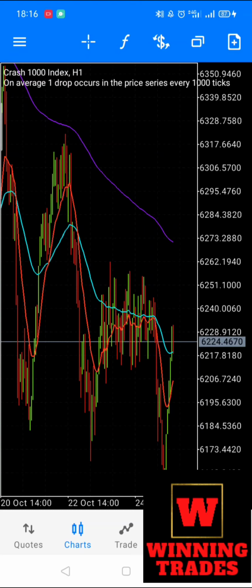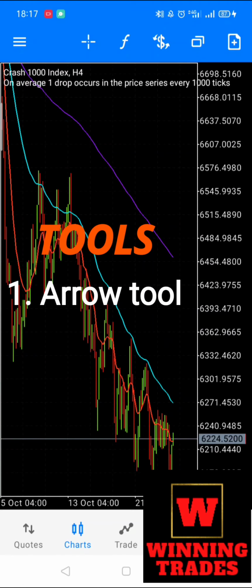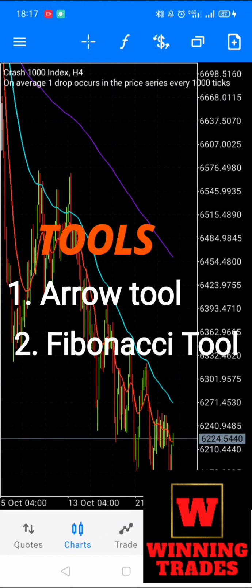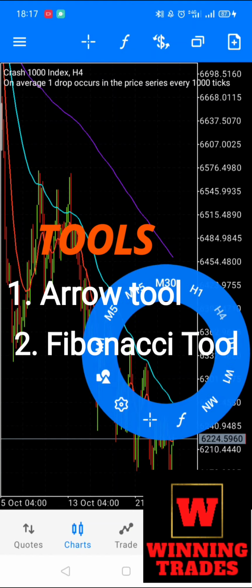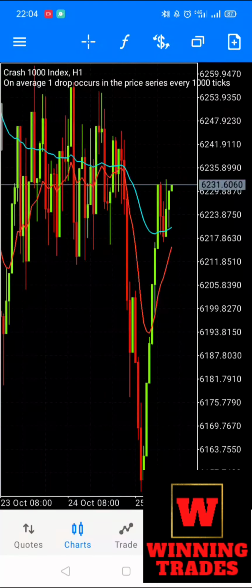The primary tools you will use for this strategy is the arrow tool, okay? Also, you're going to need the Fibonacci tool, all right? So we need the arrow tool for measurement purposes, and we need the Fibonacci tool to ensure that we make maximum profit from the trade. With that said, let's start with Boom 300, guys.